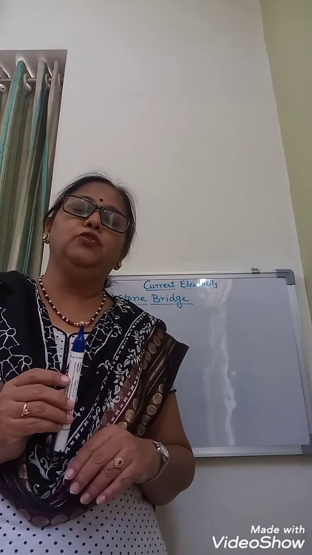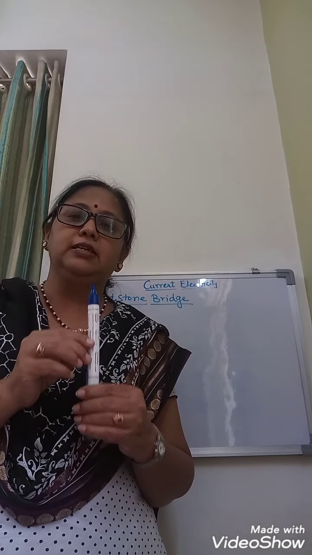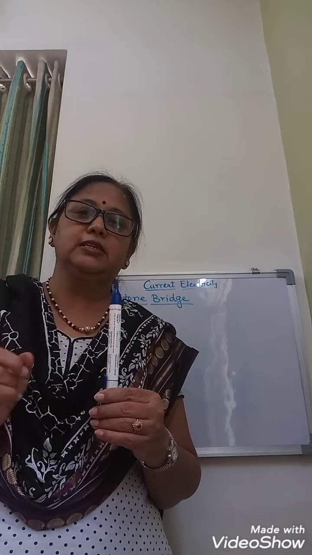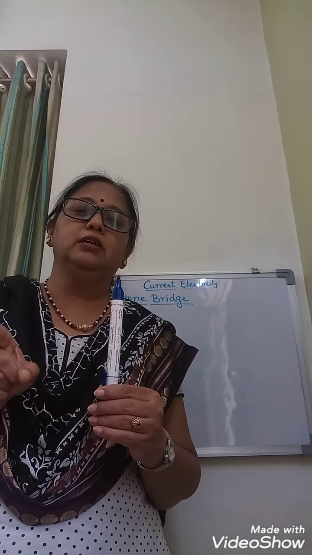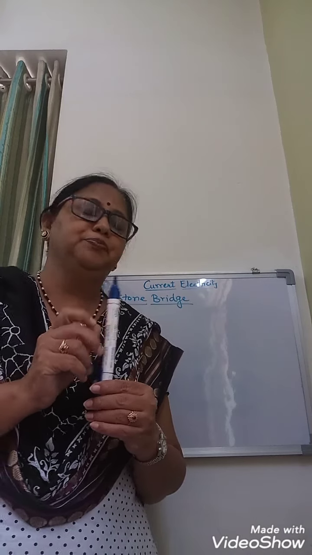If there is no current flowing in the galvanometer, the pointer will be at the 0, which is at the center of the galvanometer. It has 0 at the center of that scale. The scale is like this, curved shape, and the pointer is at the center.